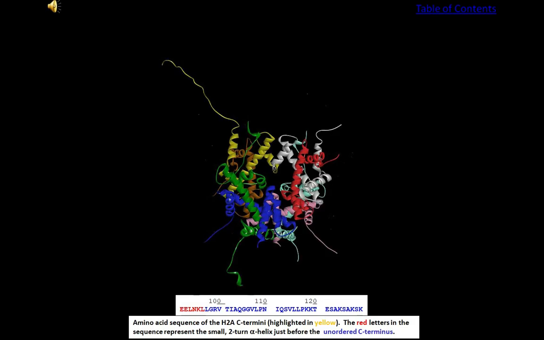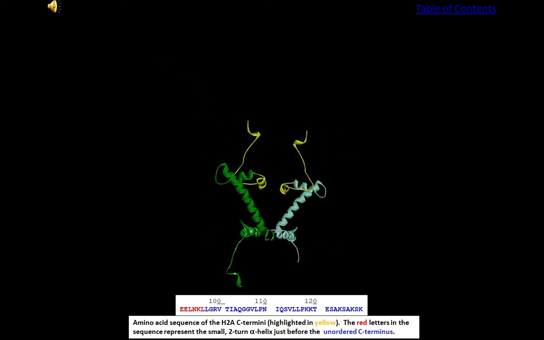Once again, we return to our octamer. Let's look at H2A. In marked contrast to H3 and H4, the H2A chains have rather long C-termini, which I've again highlighted in yellow. These C-termini are so long that they impart to H2A the distinction of being the only histone subunit which extends the full diameter of the octamer, and whose terminal strands protrude from both sides thereof.